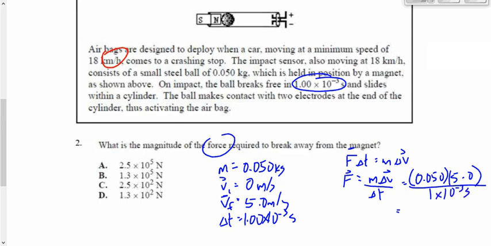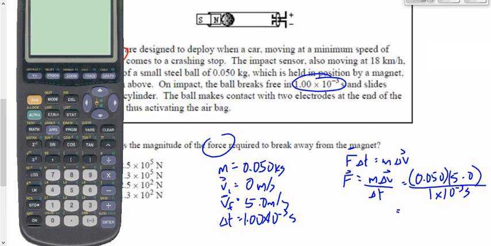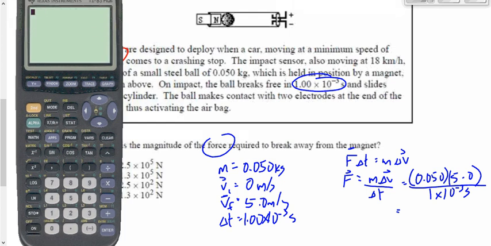Oh, here, I'm going to do this on the calculator, okay? Because some of you are going to make a mistake, not with the math, but just on your calculator entry here. Here's what lots of you will have done: 0.05 times 5, because 5 minus 0 is 5, right? Divide that by, some of you would have done this, 1 times 10 to the negative 3.